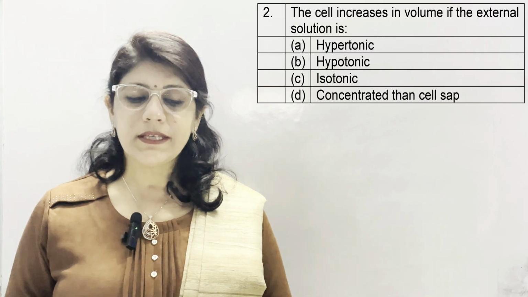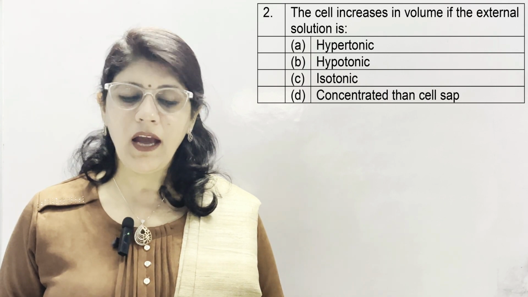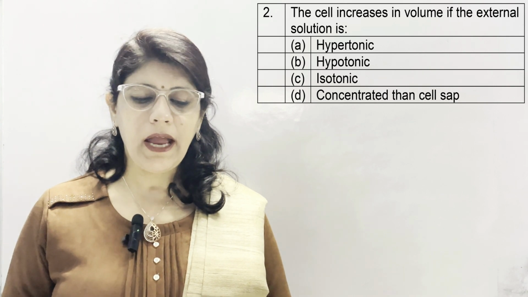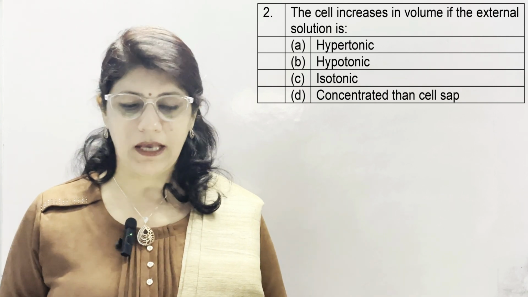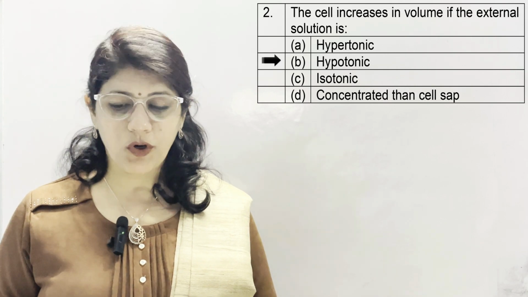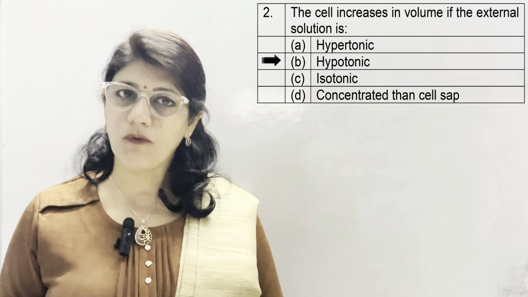Question number 2. Cell increases in volume if the external solution is A, hypertonic, B, hypotonic, C, isotonic, and D, concentrated than cell sap. And the correct option is B, which is hypotonic, because water molecules move into a cell resulting in increase in its volume.